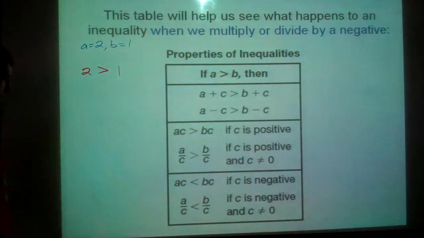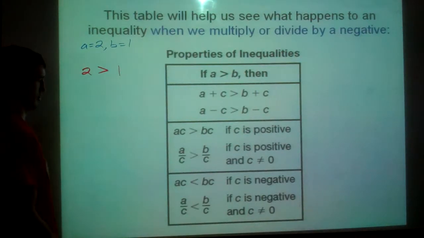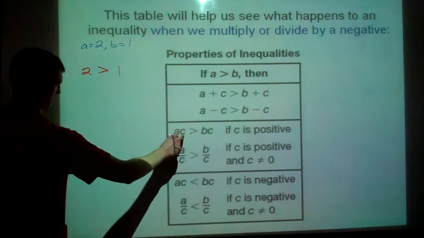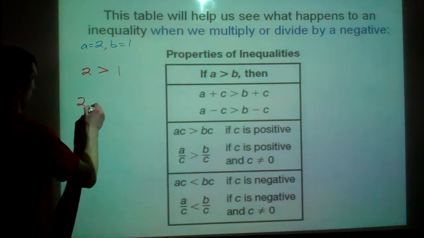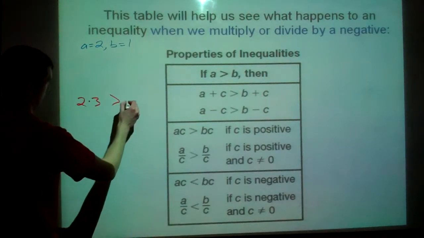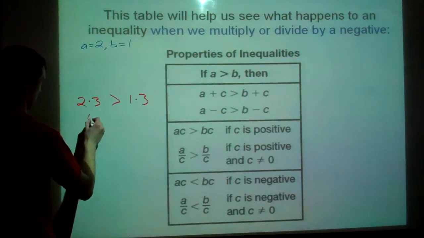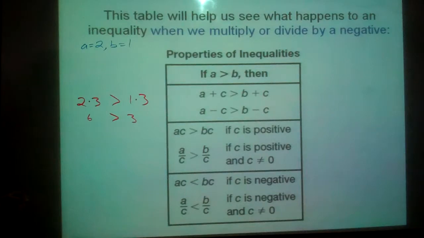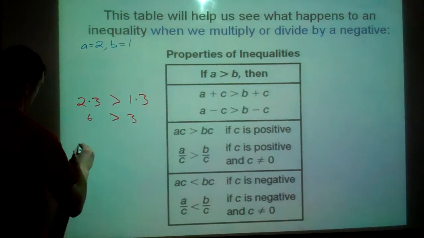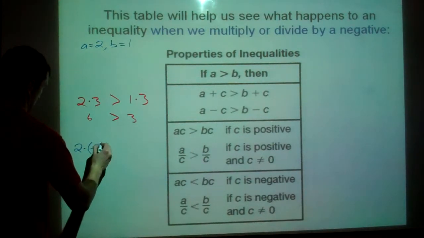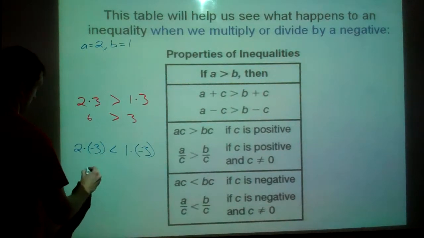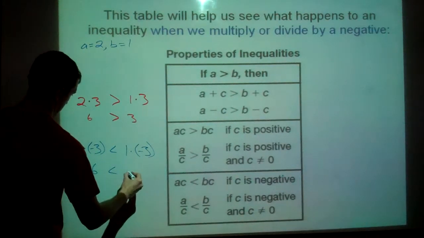Now, if C is negative, things change. Our sign flips around from here to here. So let's look at that. Before we used 2 and 3 and 1 and 3, so 2 times 3 was bigger than 1 times 3. And that's true because 6 is bigger than 3. But now they're saying, what if C is negative? So we're going to change this to a negative 3. 2 times negative 3 is less than 1 times negative 3. 2 times negative 3 is negative 6. 1 times negative 3 is negative 3.